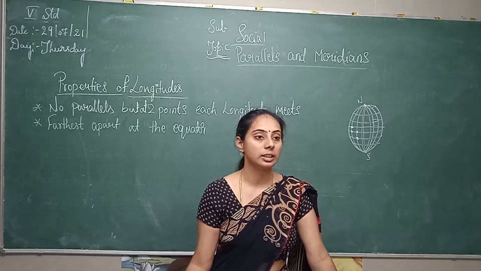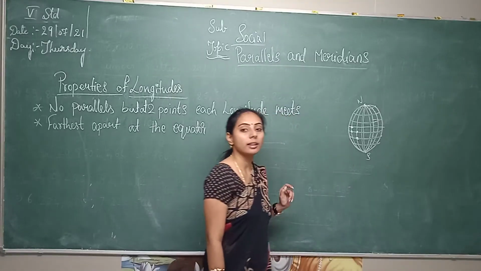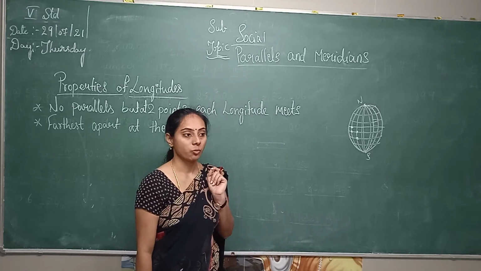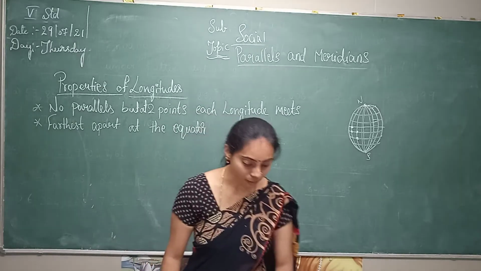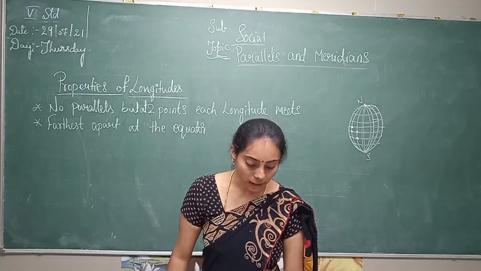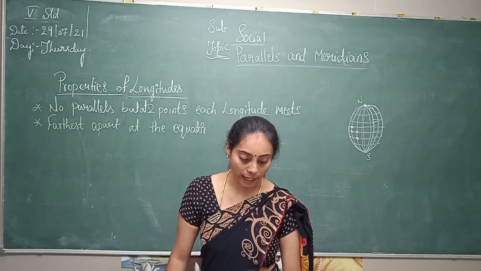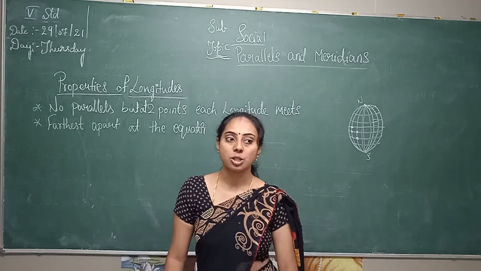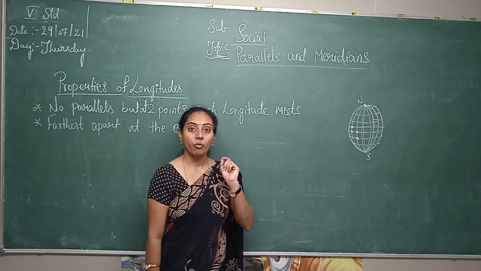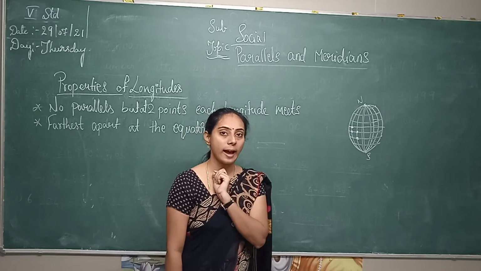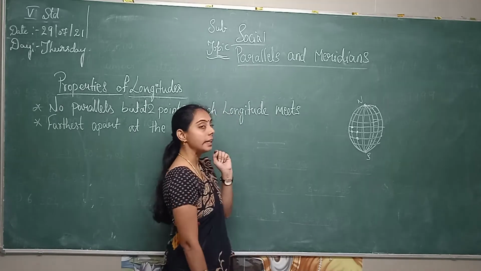Why do we need this grid? To locate the places. Next, to locate a place on the globe, we should know the value of latitude and longitude. So here they are telling about the value. What is meant by value? Value is nothing but degrees, as I already told you.